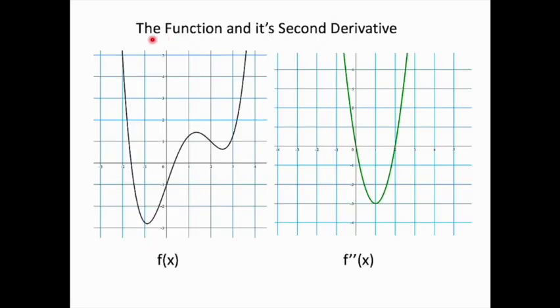So now looking at the function and its derivative, here's the original function. Here's the second derivative. When we look at the original function, we had inflection points at 0 and at 2. And if you look here, here's one inflection point at 0. Here's x is equal to 0. And then here's another inflection point right here at x is equal to 2.